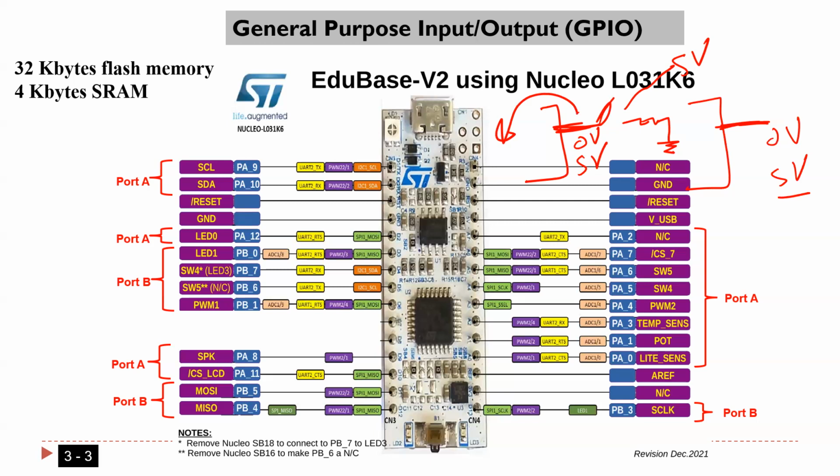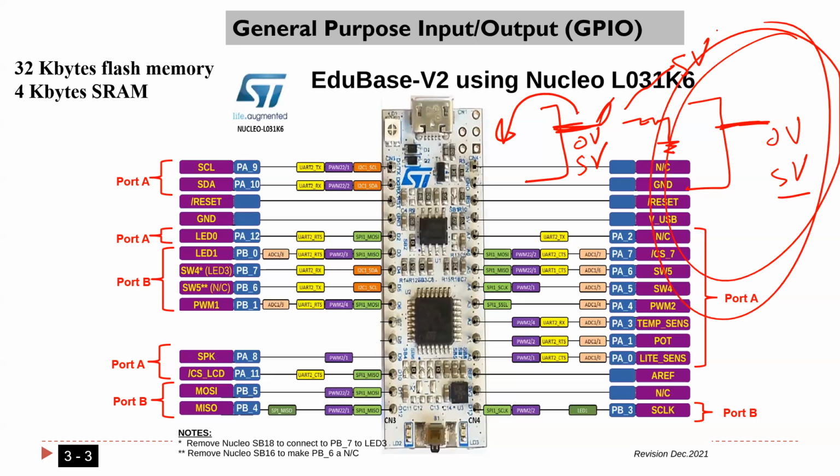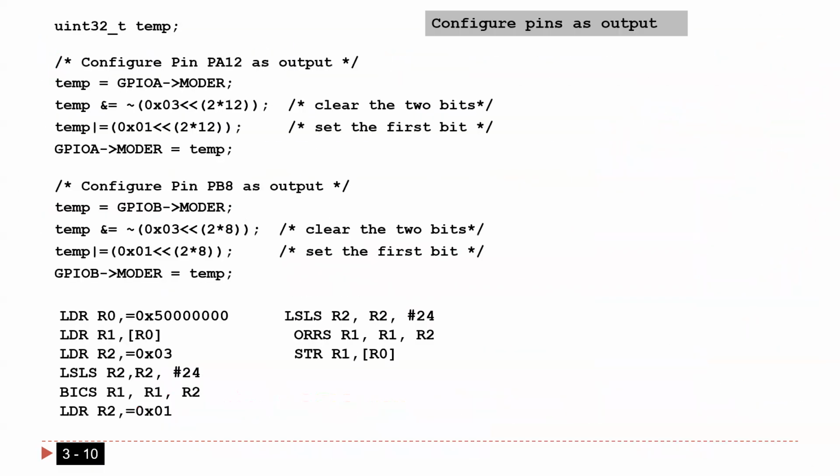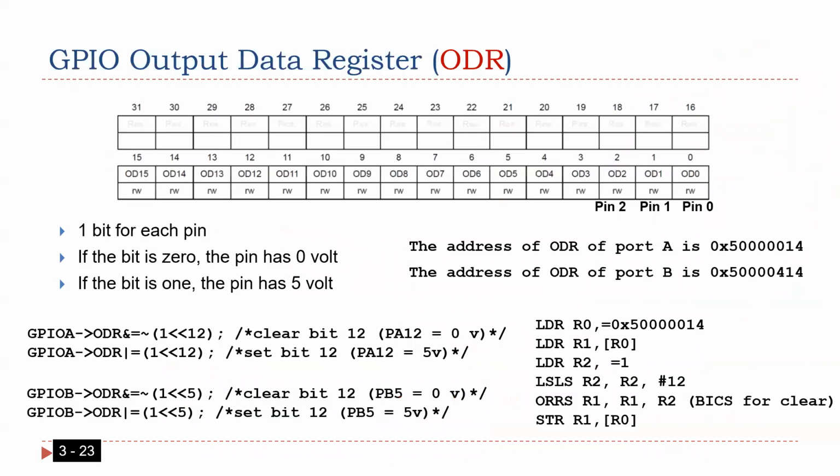The last lab was practice for output. How can you program an output pin? How can you program 0 volt and 5 volt? The coming lab is going to focus on input. How can you program one pin or 2 pins as input, and how can you read the voltage on it, okay? So yeah, I explained the configuration here.